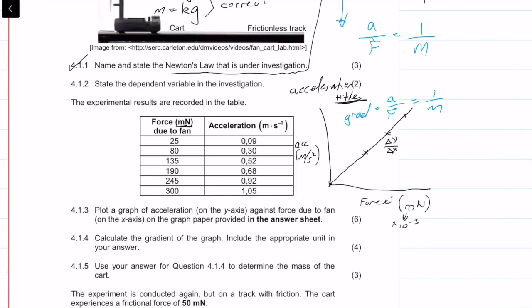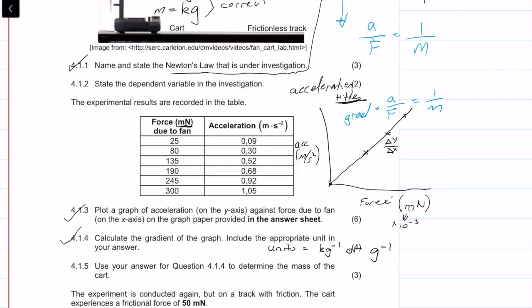Okay, so we already calculated that the gradient is 1 over kilograms. So the units would be equal to kilograms to the minus 1 or grams to the minus 1. Like I said, it doesn't really matter as long as you keep it consistent because we haven't been given the mass.